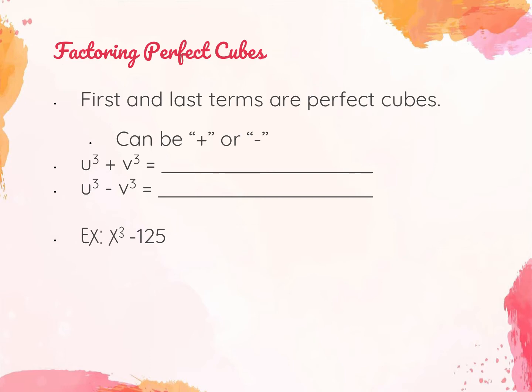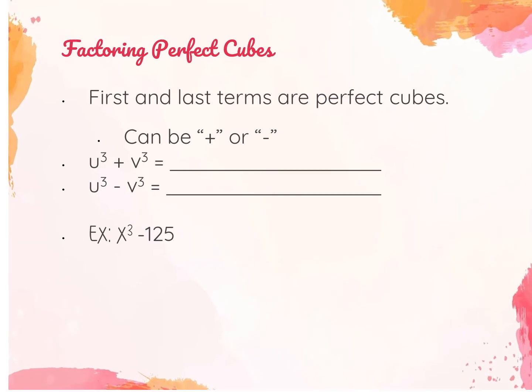So the first pattern, when it's a sum of two cubes, you're going to put u plus v. So you're going to be cube rooting the u and the v, and that's what's going to go in the first parentheses. Then you're going to take that u value, square it, put an opposite sign of the original, and then square the v. That's the first pattern you need to memorize for the sum of two cubes.